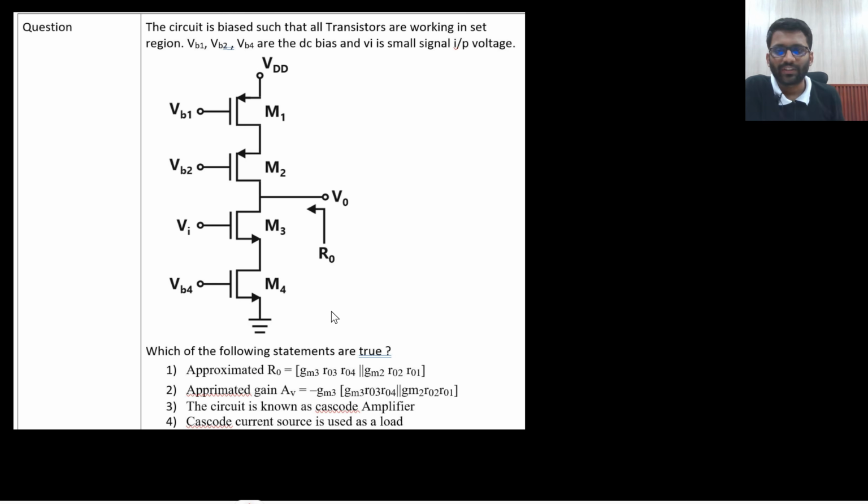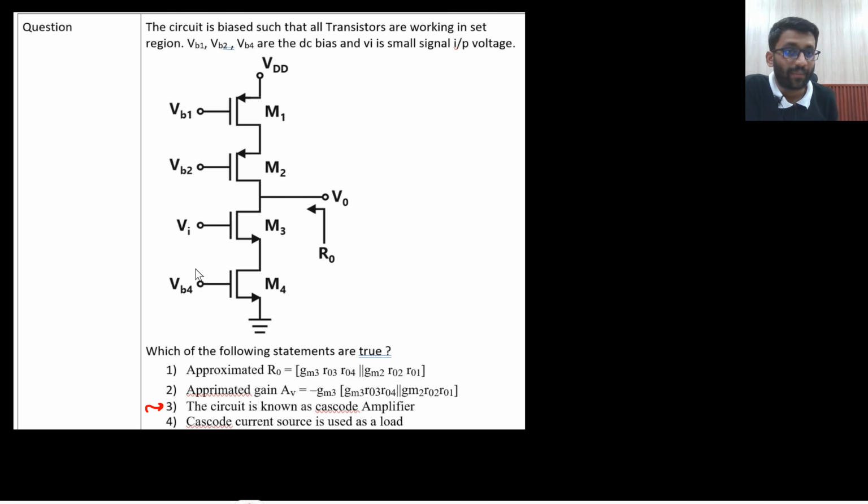Let's see the solution of this one. This is a very interesting problem. I guess few of you might have messed it up. What error could you have made? You could have clicked on the option that this is a cascode amplifier. Are you really sure this is a cascode amplifier? No, this is a common source amplifier with degeneration and a cascode current source in the load.